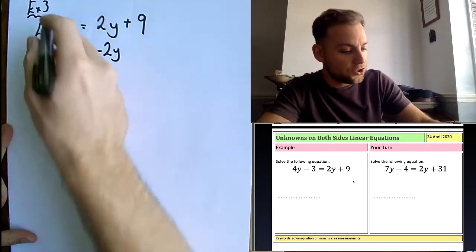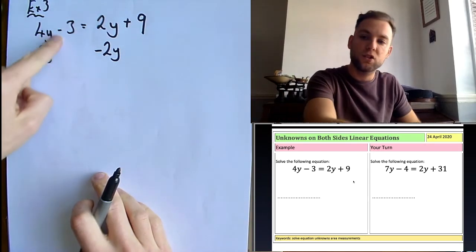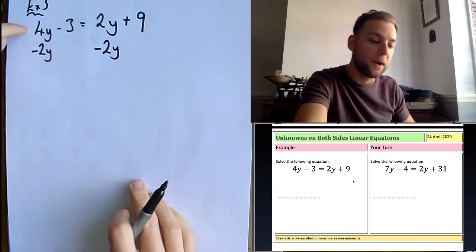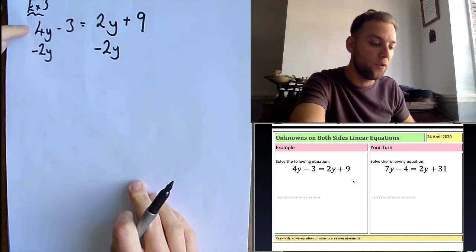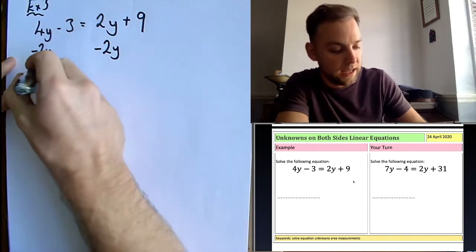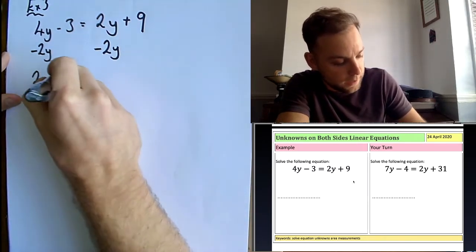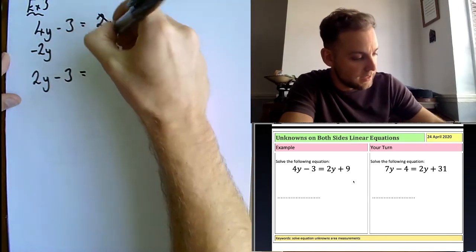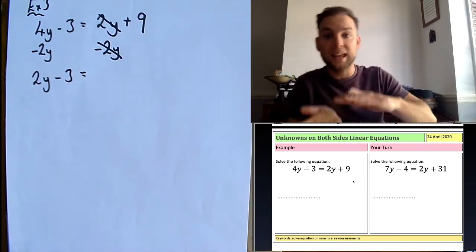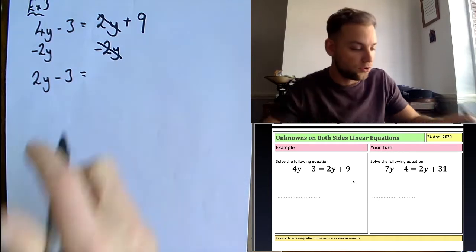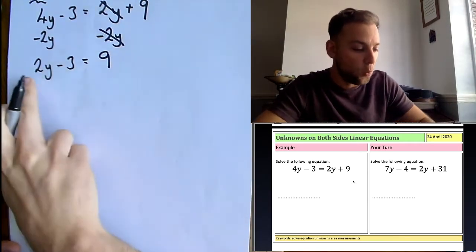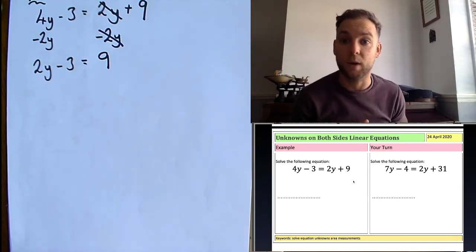So if I minus 2y from this side, now I can't minus 2y from this because that's not a y, that's just a minus 3. But I can minus it from here. 4y take away 2y is equal to 2y minus 3. And if I minus 2y from this side, it cancels. 2y take away 2y is equal to nothing, so I'm just left with 9. And now we're back to the stage where we've got one of our linear equations.